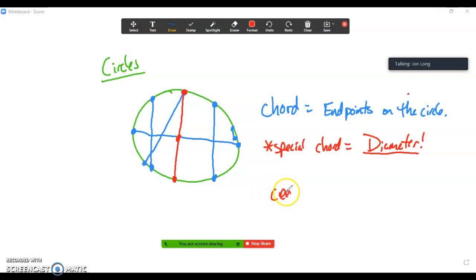So keep in mind some things. Excuse me, I got the hiccups now. The center, radius, diameter, and chord. All right, good luck. Your job is now to identify these pieces.